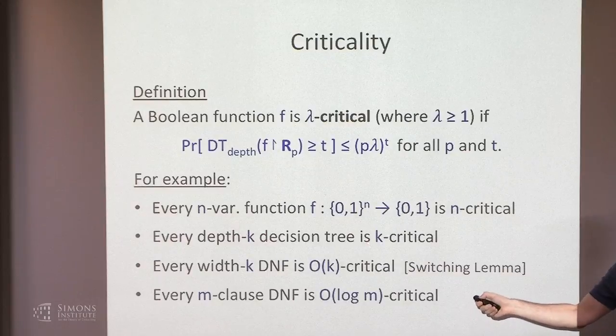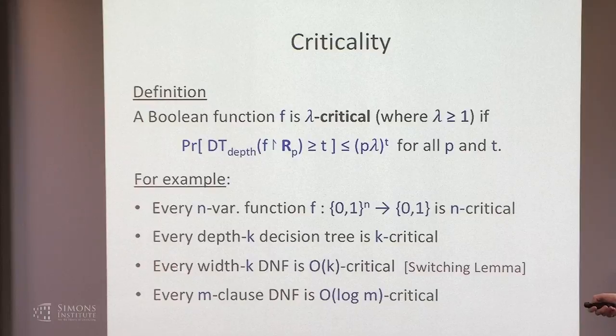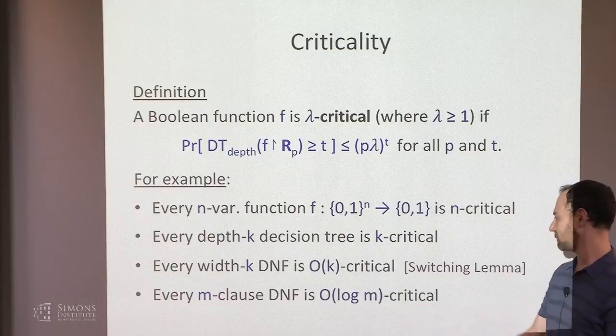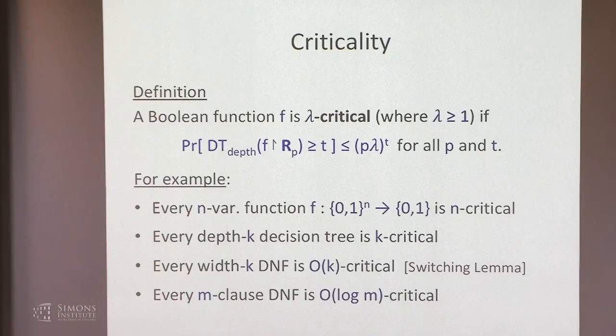One can also show every depth k decision tree is k critical. The Håstad switching lemma shows every k-DNF is 5k critical, and we just showed that every size m DNF is order log m critical.